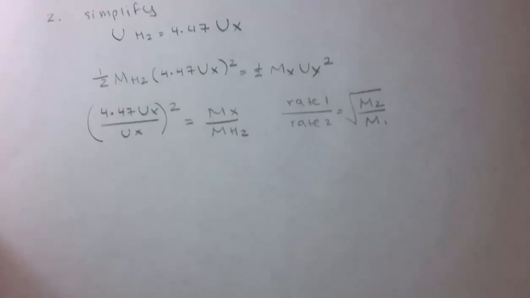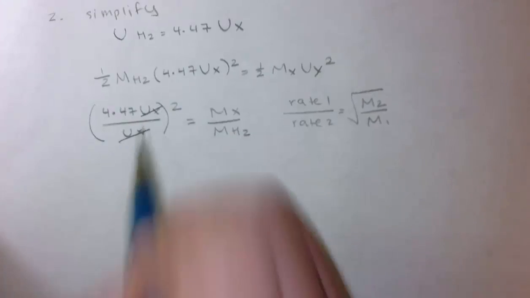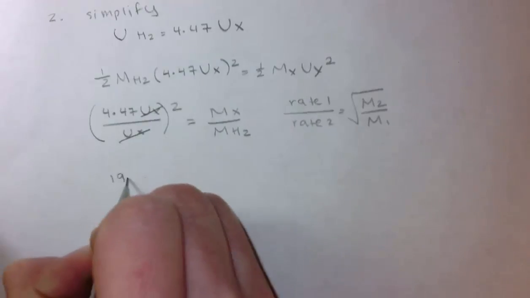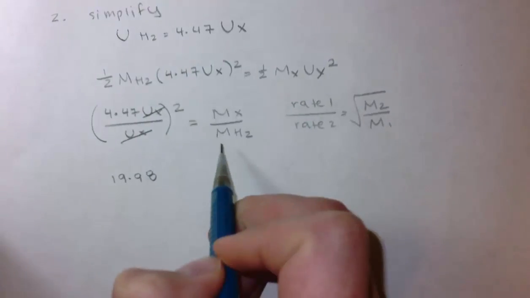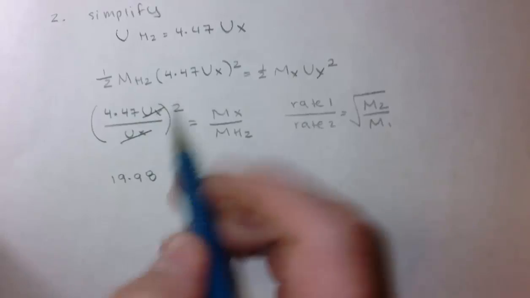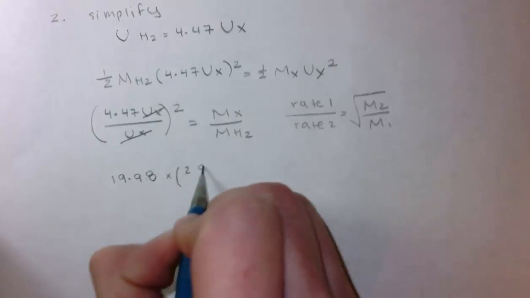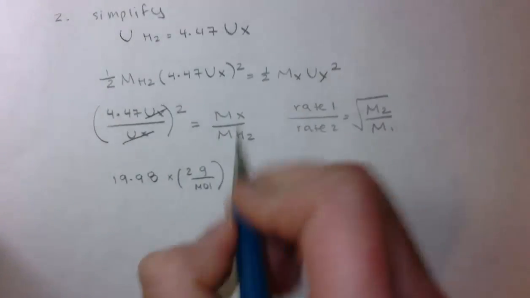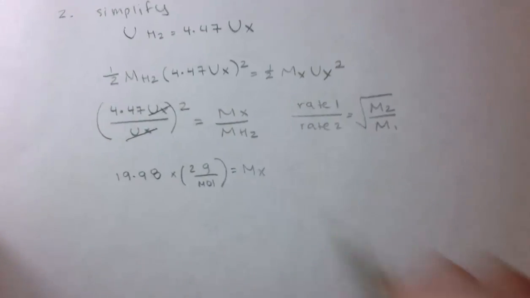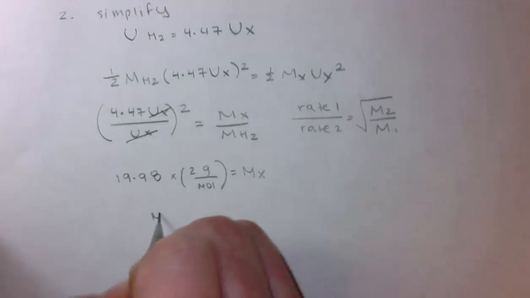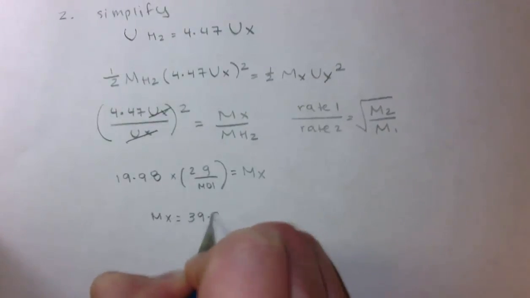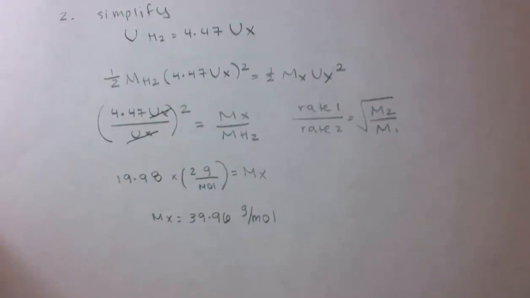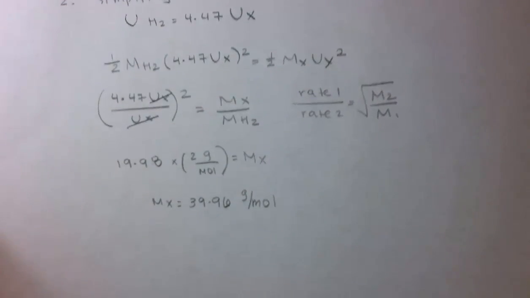So now that we have this, the velocity of our unknown cancels, and 4.47 squared is going to be about 19.98. I'm going to multiply over the molar mass of hydrogen, which is 2 grams per mole, because in this case it is diatomic. And this will give me the molar mass of my unknown, which I end up getting is equal to 39.96 grams per mole.